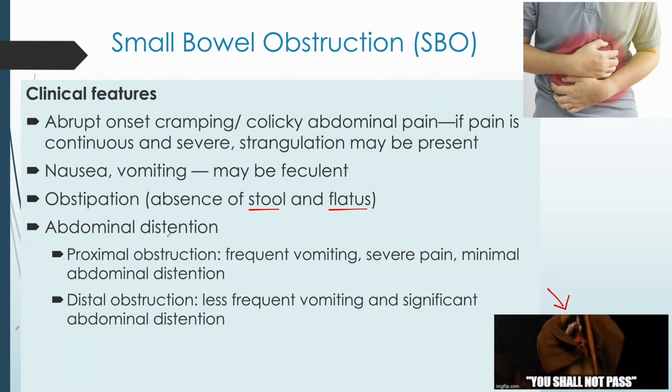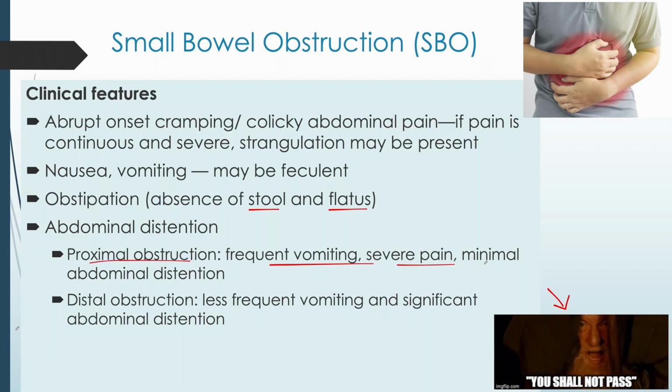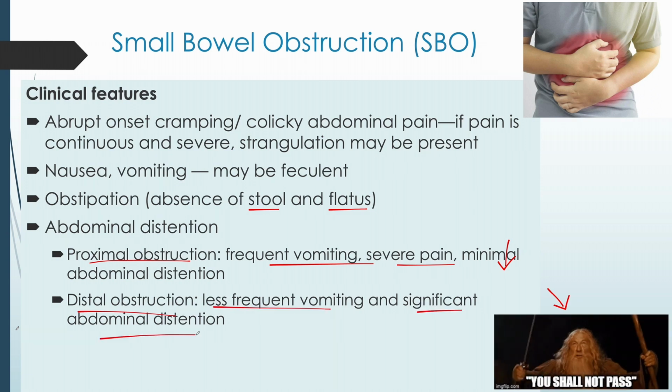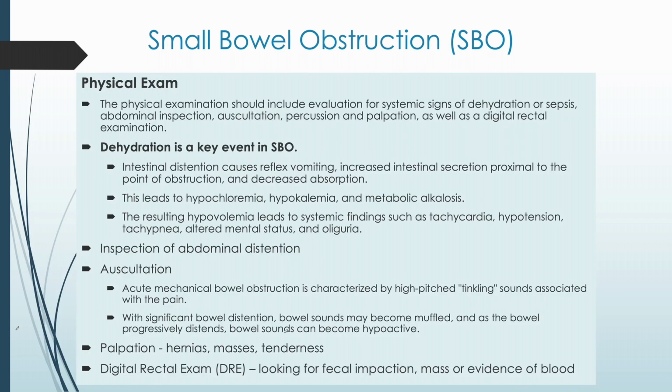Then another thing that you see, especially on physical exam and observation, is abdominal distension. Like we mentioned before, proximal obstruction tends to have more frequent vomiting, severe pain, and less or minimal abdominal distension. And distal obstruction, less frequent vomiting, more significant abdominal distension. On physical exam, you should include evaluation for systemic signs of dehydration, sepsis, abdominal inspection, auscultation, percussion, palpation, as well as a digital rectal exam.